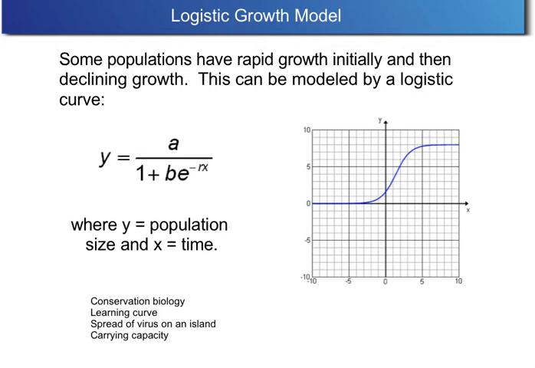Next, logistic model, growth model. Some populations have rapid growth initially, and then declining growth or more constant growth. This can be modeled as a logistic curve. A and B are real numbers. R is a real number. Y represents the population size, and X represents time. This can be used when you are modeling conservation biology, a learning curve, spread of a virus on an island, carrying capacity.